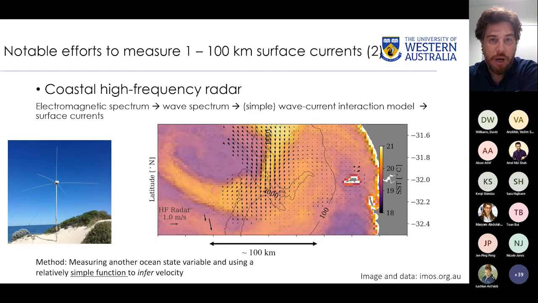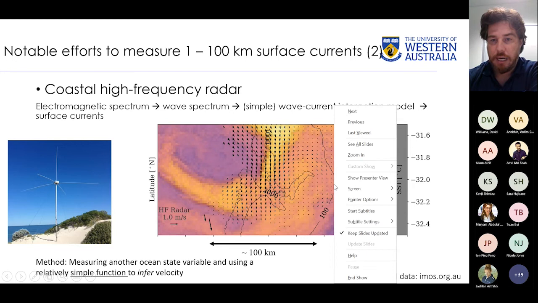Another notable effort, and it's been quite successful around the world, is the high frequency radar network. How this works is you have these radar antennas. They measure the electromagnetic spectrum, they convert that to a surface wave spectrum, and then they pass that surface wave spectrum through a simple wave-current interaction model to infer the surface currents. So this is moving down the scale from measurement to inference. You're measuring another variable here, being the waves, and you're using some simple function to infer the velocity.